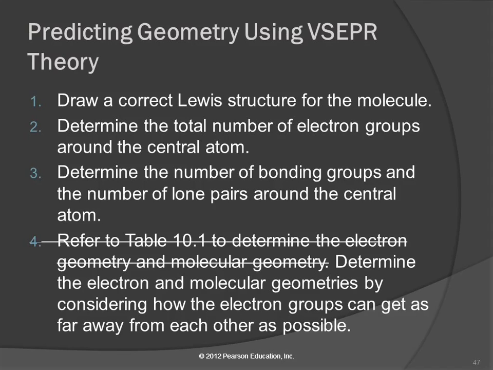So here are the steps that your book gives you for predicting geometries. Draw the correct Lewis structure. You have to start with that. Determine the total number of electron groups around the central atom. Figure out how many bonding groups and how many lone pairs you have. Then your book says refer to table 10.1. Well, that's real nice when you're doing homework or something, but I'm not going to give you table 10.1 on an exam. So, determine the electron and molecular geometries by considering how the electron groups can get as far away from each other as possible. And then if you have a lone pair, then imagine them frozen and one of them's invisible. And then what's the shape that's left?